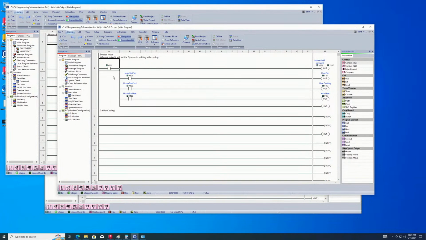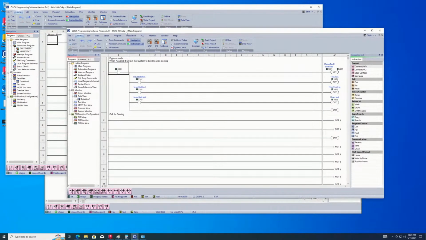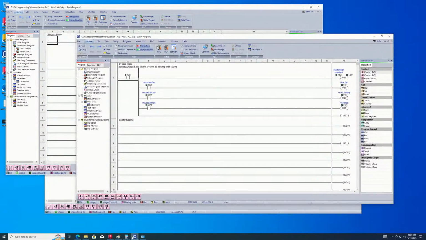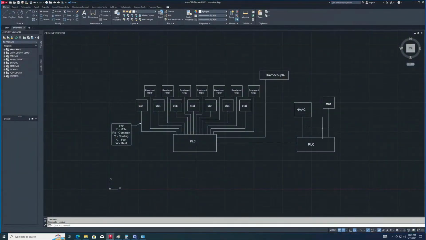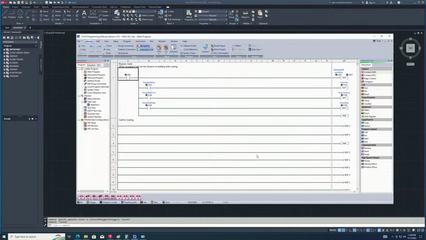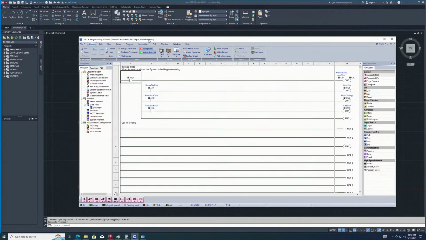So this is our bypass mode. This is on our HVAC down. So let's see. One over here. Bypass mode X0. Fan, cooling, heat. Pass all that through. Actually, won't need to be passing heat through. Then we end that. Then call for cooling.